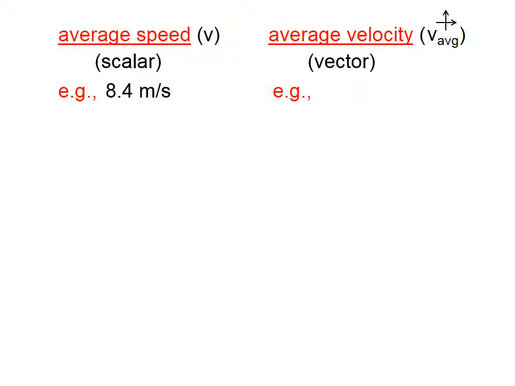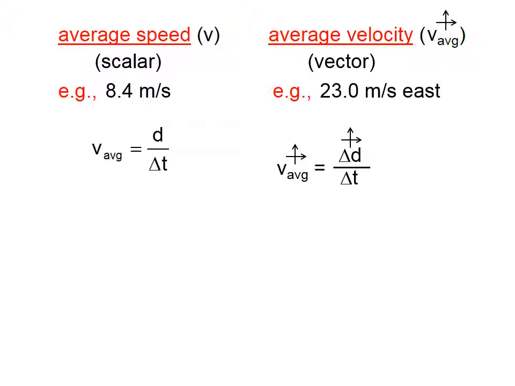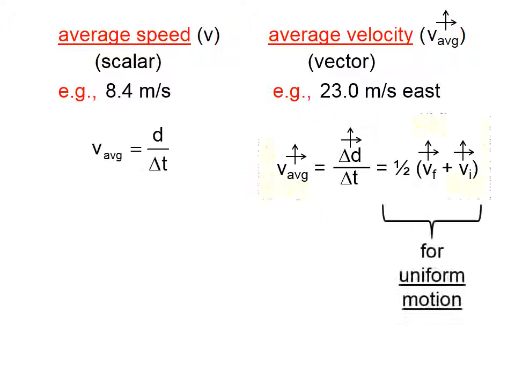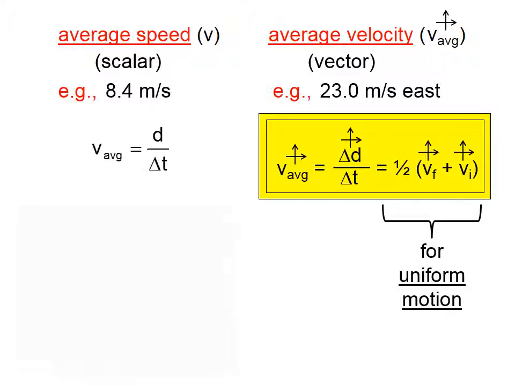An example of a speed might be 8.4 meters per second. Remember that a scalar does not require a direction, whereas a vector does require a direction, like 23.0 meters per second east. The equation for average speed is distance divided by time. The equation for average velocity is displacement divided by time. If the object is undergoing uniform motion, this equation, any bit of it, can be used in solving problems.